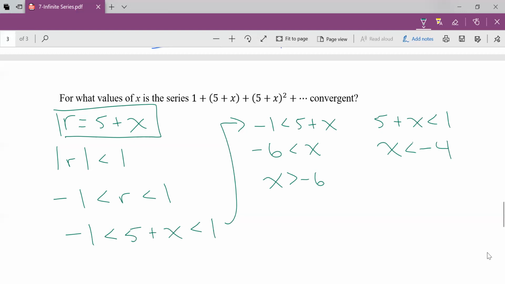So this series is convergent for when x is greater than negative 6 or when x is less than negative 4. Okay, so that's it. Those are your values for when this thing is convergent.